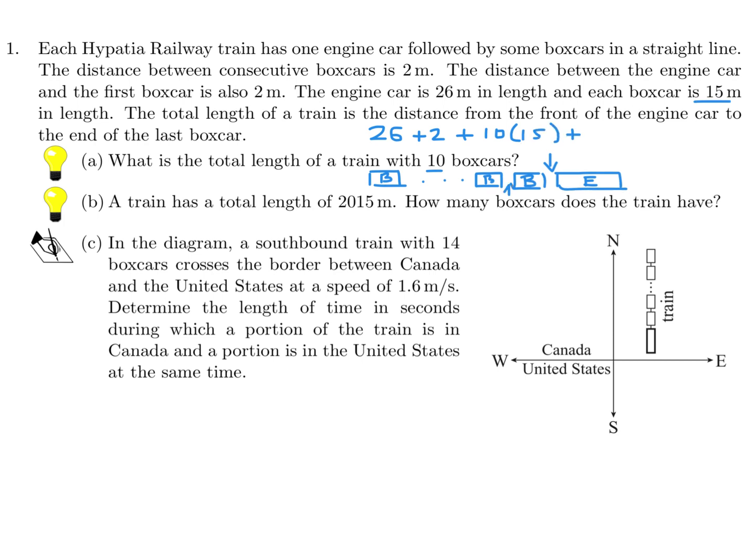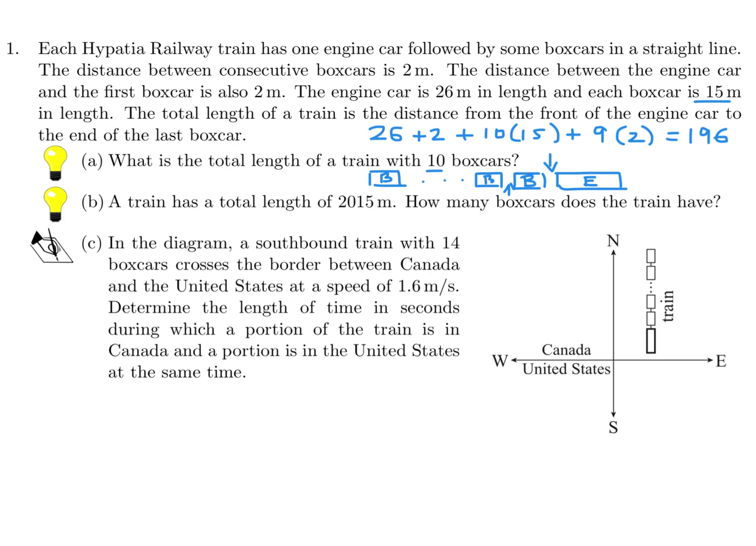If there's 10 boxcars, there'll be 9 spaces. So just be careful that you don't put 10 spaces. And each space is 2 meters if you read the question. So that's the calculation: 26 plus 2 plus 10 times 15 and 9 times 2. And when you do that math, it's 196.